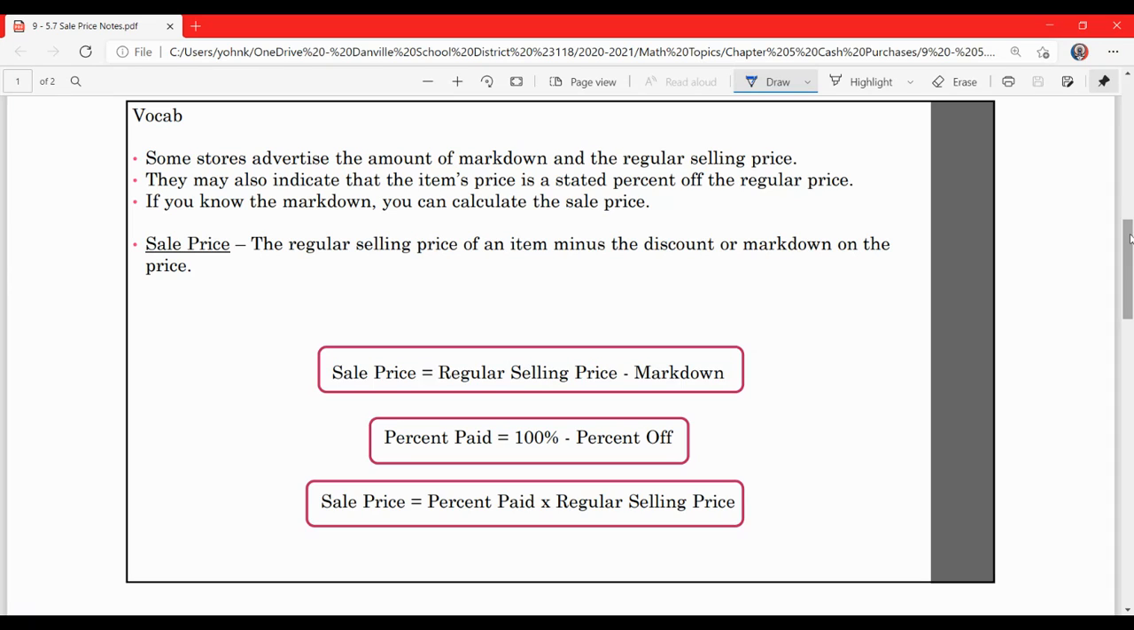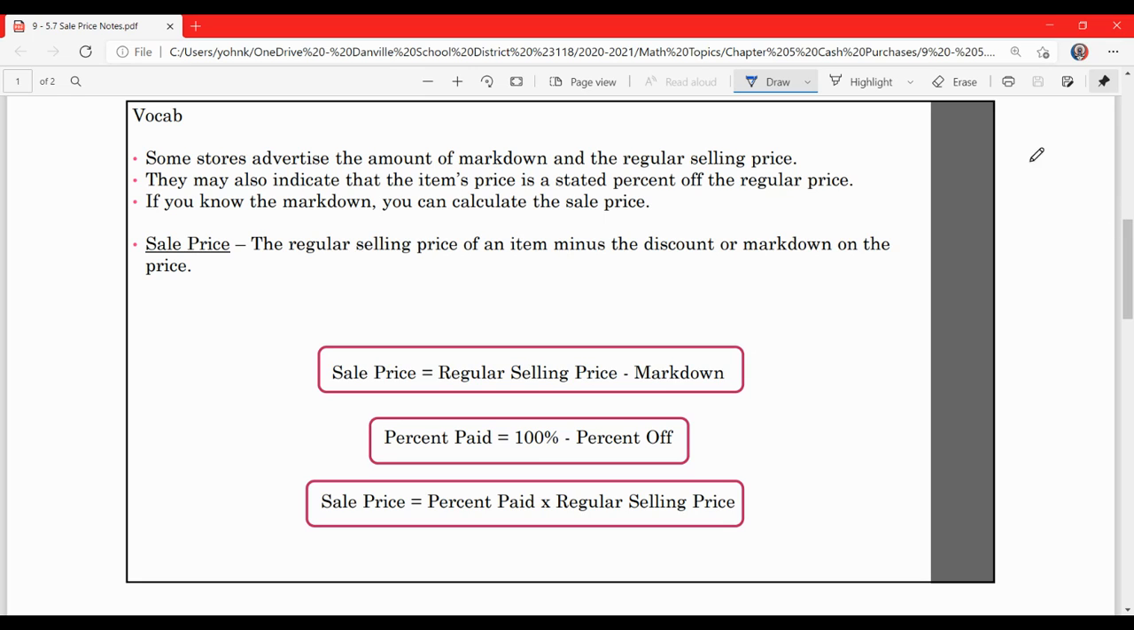Some vocab for today: some stores advertise the amount of markdown and the regular selling price. They may also indicate that the item's price is a stated percentage off the regular price. If you know the markdown, then you can calculate the sales price. And the sale price is just the regular selling price of an item minus the discount or markdown on the price. So some stores might say, hey, this item is 25% off. And other stores might say, this item is $2 off. So it just depends on the store.